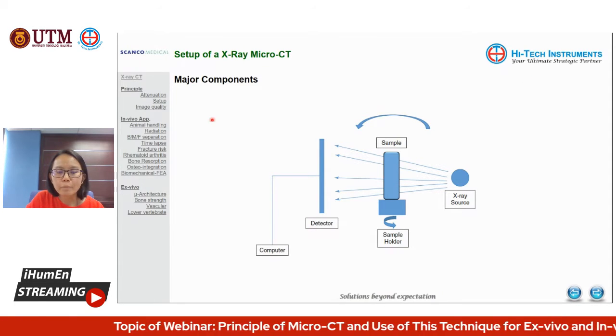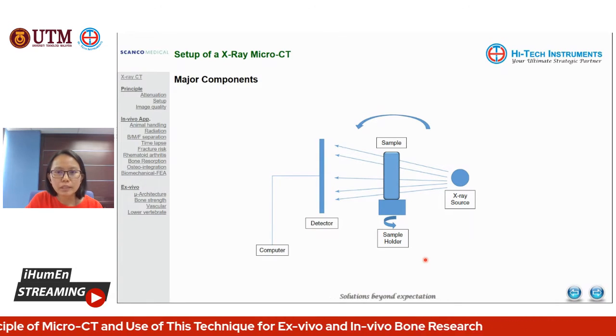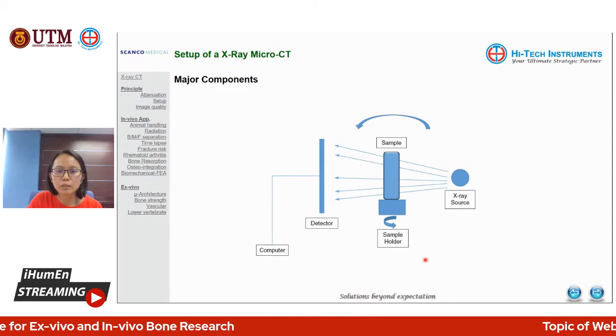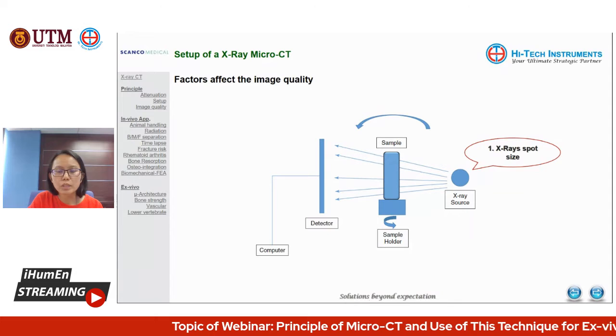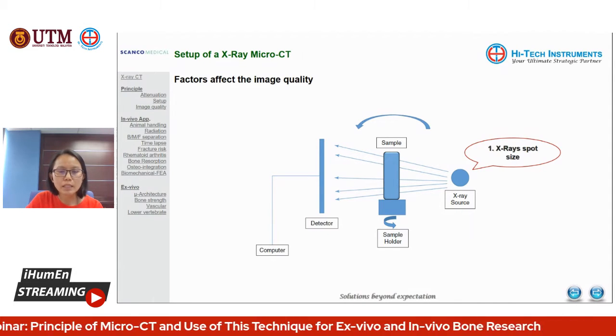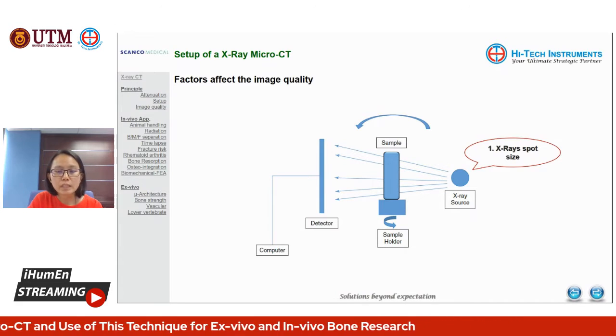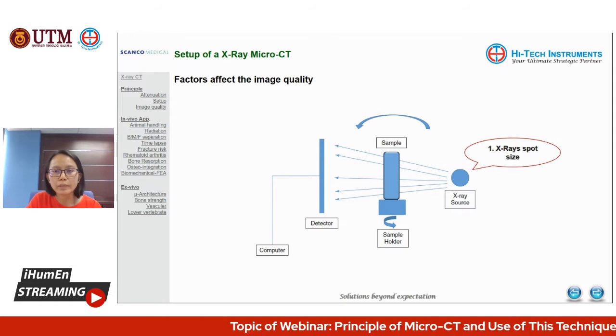So from here, I would like to share with you the criteria that are adjustable by the user to further improve the image quality. I've listed out 4 points. One is the X-ray spot size. I'm not sure whether existing users realize that on most systems we can adjust this. Normally we have 1 or 2 options, whether we choose a smaller spot size or a bigger spot size.